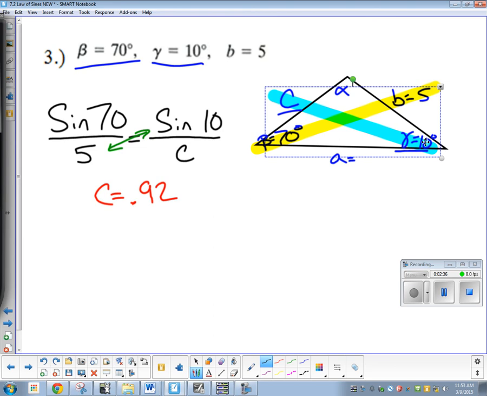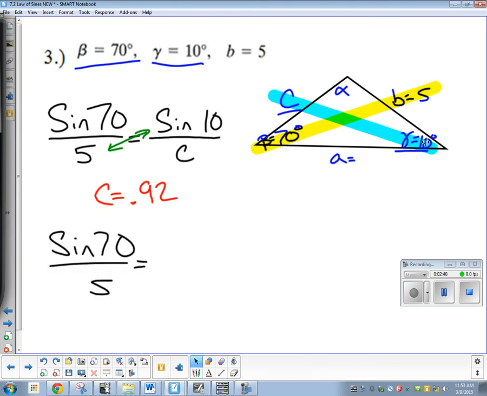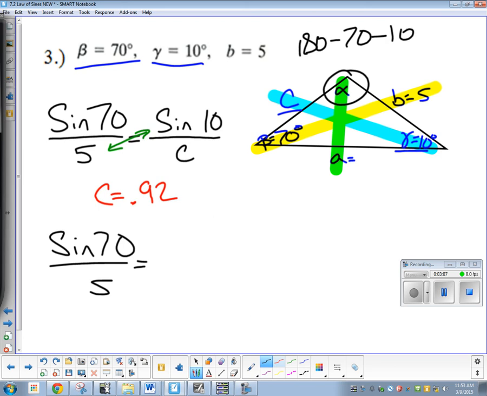Let's solve for A. So sine of 70 over 5 equals the third set of numbers. These two mixed together. Well, in order to solve it, I have to know a part of it, and I don't know A or alpha. So I can't solve this problem yet. I'm going to remind you that the first thing you should always do is subtract from 180. Find the third angle first. Do that the very first thing you do. 180 minus a 70-degree angle minus a 10-degree angle tells you that alpha is 100 degrees.